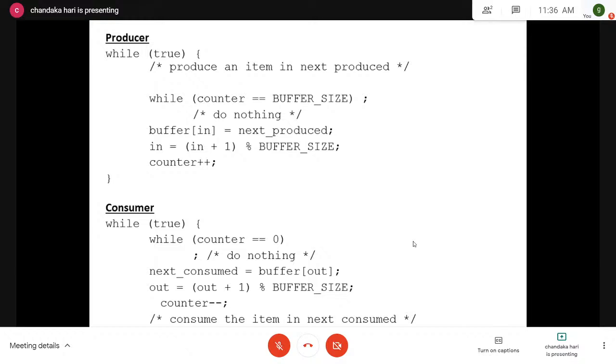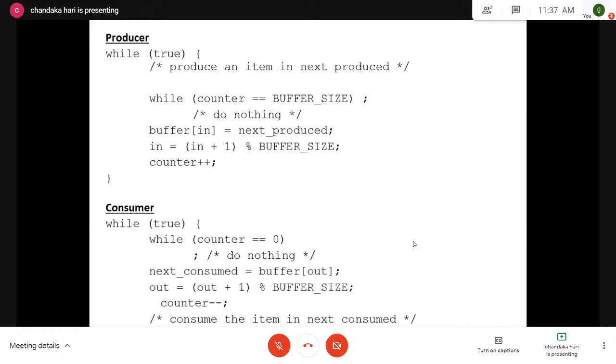While counter is equal to buffer size, that indicates the buffer is already full. You are not allowed to produce any item onto the buffer because the buffer is already full. In case the counter is not equal to buffer size, you can produce the item into the in variable. In is a pointer pointing to where an item is placed. Out is a pointer pointing to where an item is removed from the buffer. So in is equal to (in plus 1) modulus buffer size. Why the modulus? Because it is a circular queue. After the last element has been filled, you need to come back to the first one. After placing one item, the counter value is incremented.